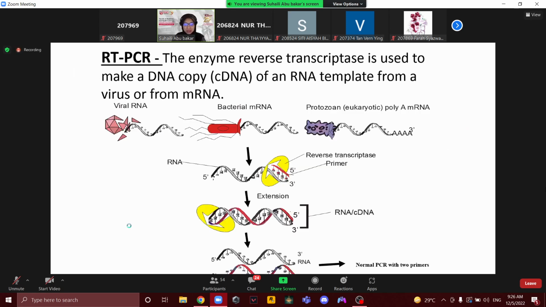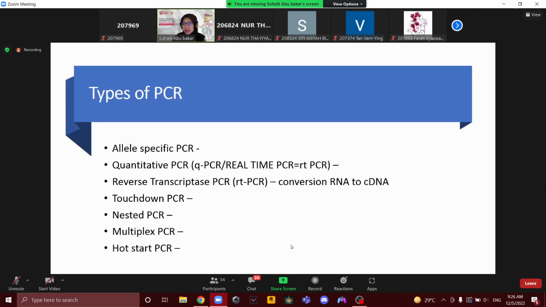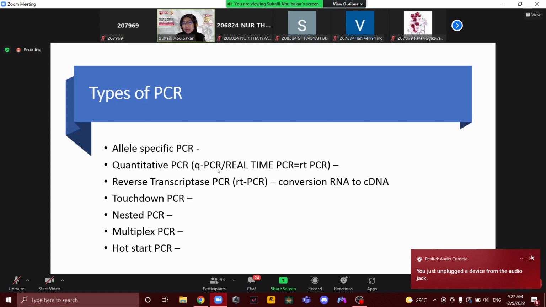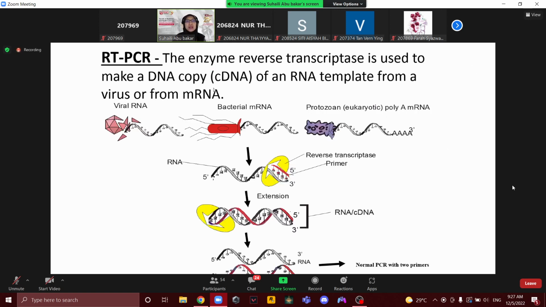All these types of PCR are based on the purpose of the scientist. What is the purpose you want to achieve? If you want to get this type of variation, then you can choose this one. This one, quantitative, means you want to know the amounts, right? So you can do real-time PCR. Reverse transcriptase is when you just want to convert the RNA to cDNA. So this is the reverse transcriptase.